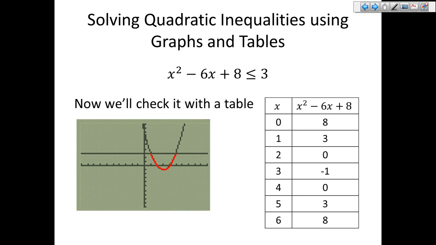2 works because 0 is less than 3. 3 works because when I plug it in, I get negative 1. That's less than 3. 4 works. Again, 5 works because when I plug it in, I get 3. And 3 is definitely less than or equal to 3. 6 does not work because 8 is not less than 3. So I was right. This region from 1 to 5 does work because when I plug 1 through 5 in, I'm going to get a true statement in my inequality.